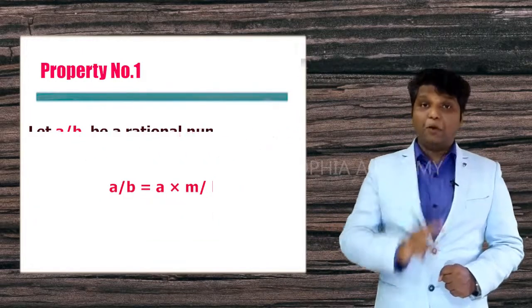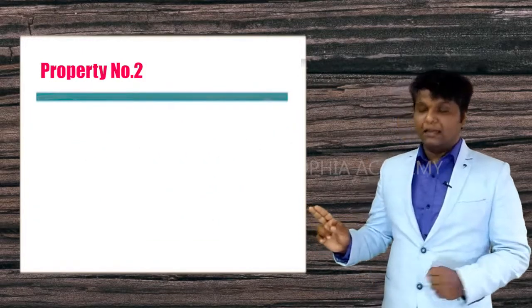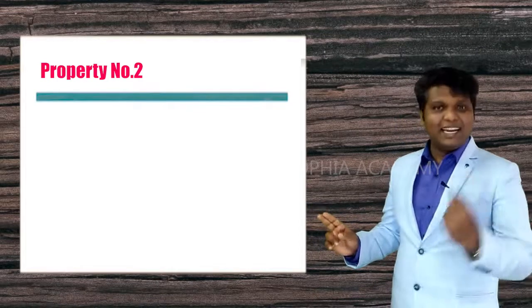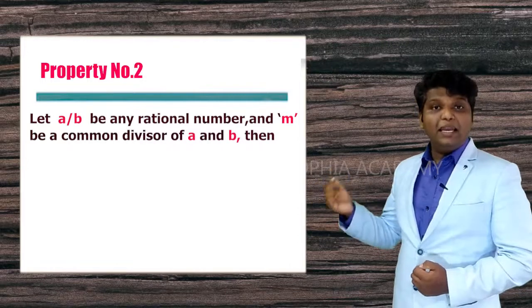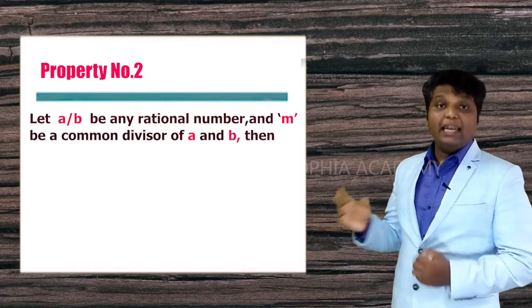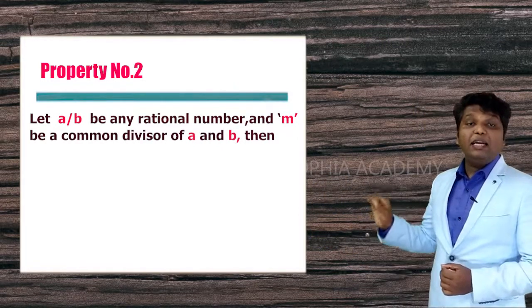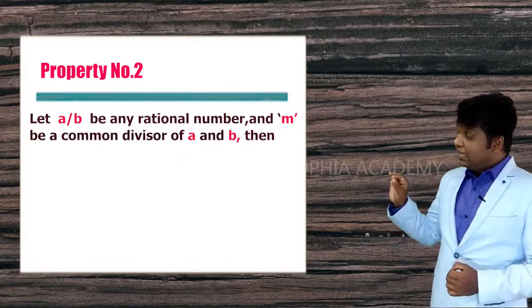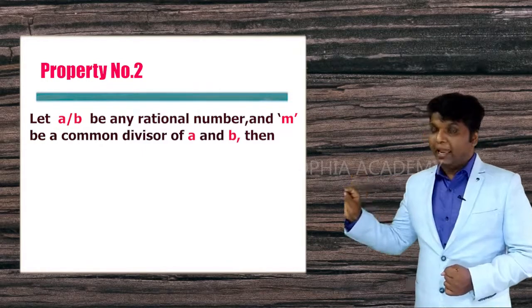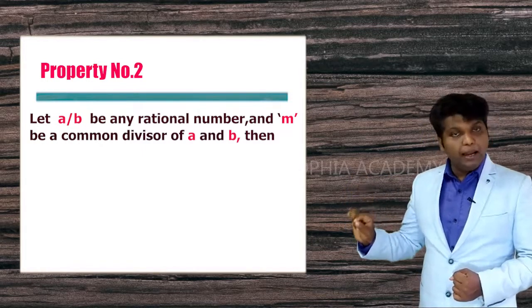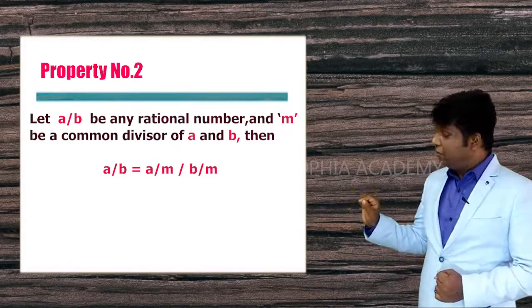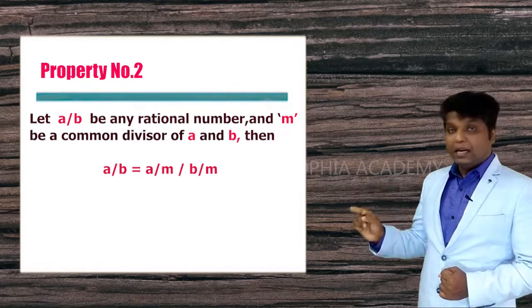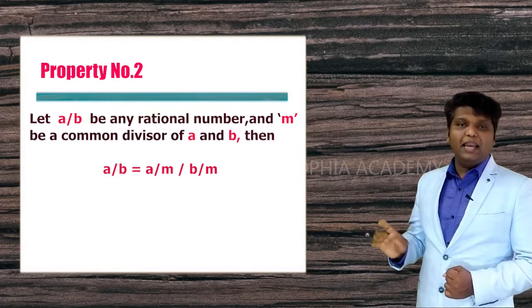Now coming to the second property. I told you about multiplication, let us come to division. Same statement, let a by b be any rational number and m be a common divisor of a and b, meaning a should be divisible by m and b should be divisible by m also. In that case, a by b will be equal to a divided by m divided by b divided by m.